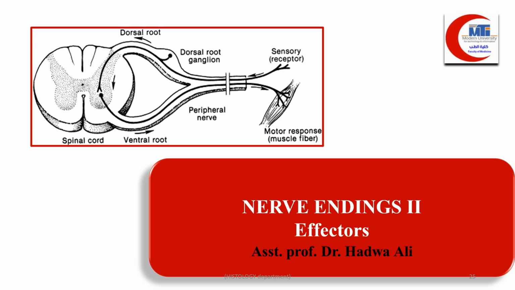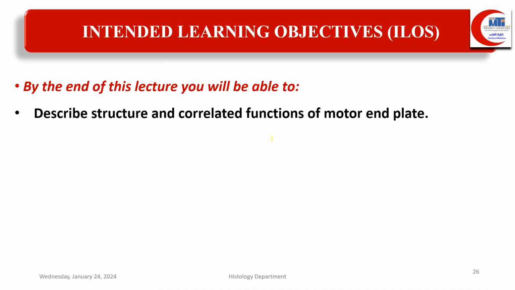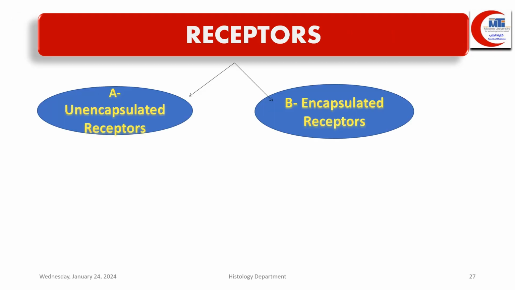What about effectors? The second part in our lecture today is called effector. What about effector? Here we can see that the receptor is present at the end of a sensory nerve fiber, and in contrast to this, the effector is present at the end of a motor nerve fiber. What about ILOs? By the end of this lecture, you will be able to describe the structure and the correlated function of the motor end plate.